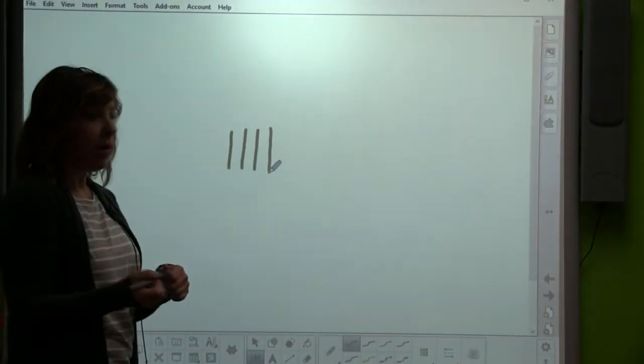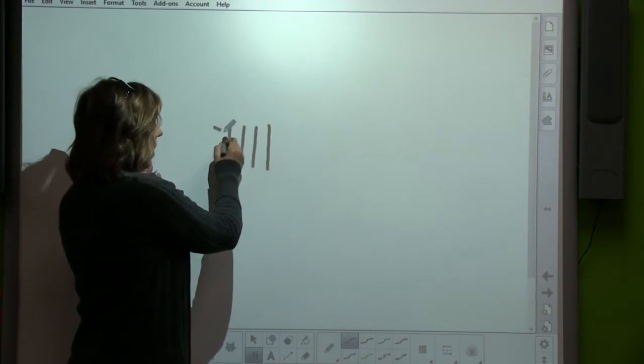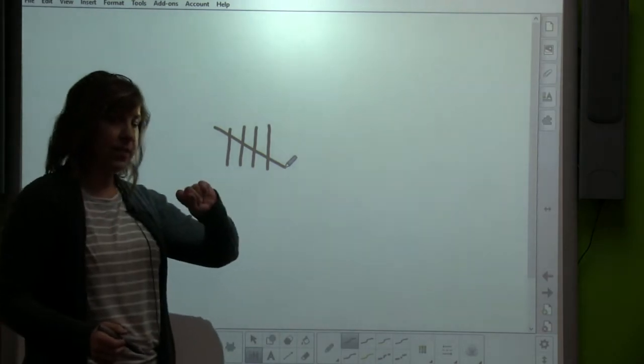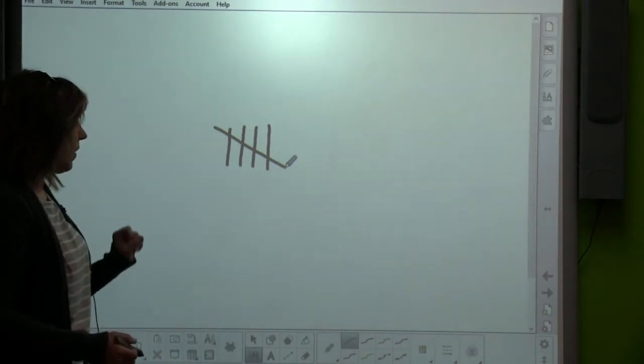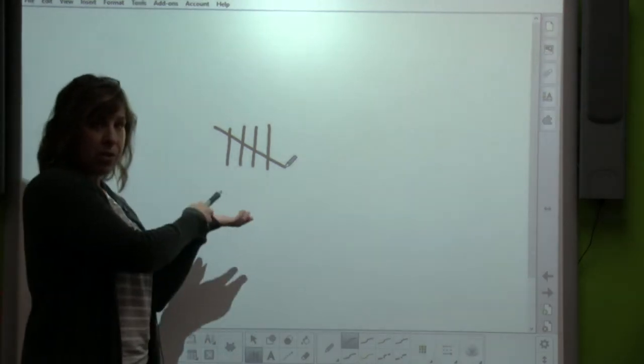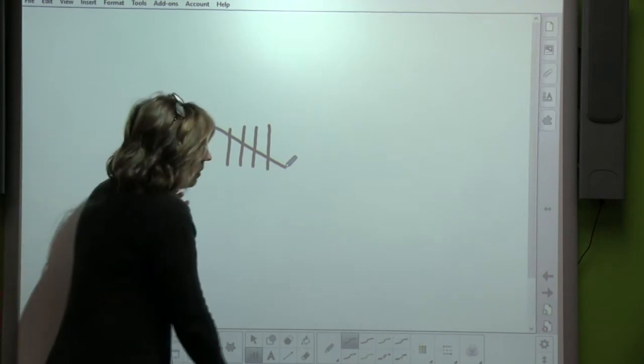And we need to remember that after you make 4, the 5th one should be diagonally across the other 4, and that equals 1 set of tally marks, okay? Hopefully you remember that, and hopefully you practiced that. Now today we're going to use those skills that we learned about how to make tally marks to make a tally chart. Let me show you what I mean.